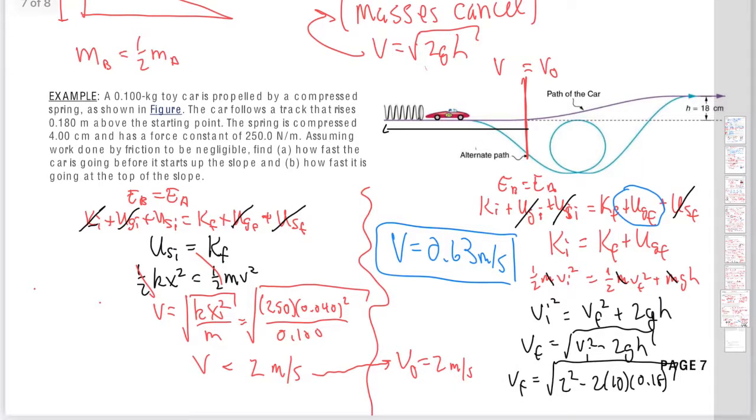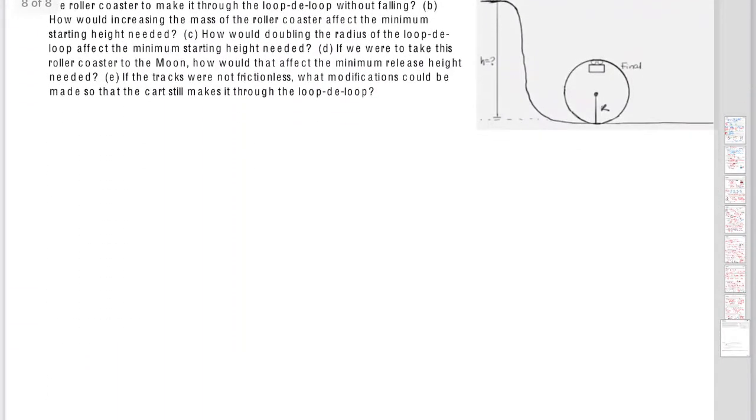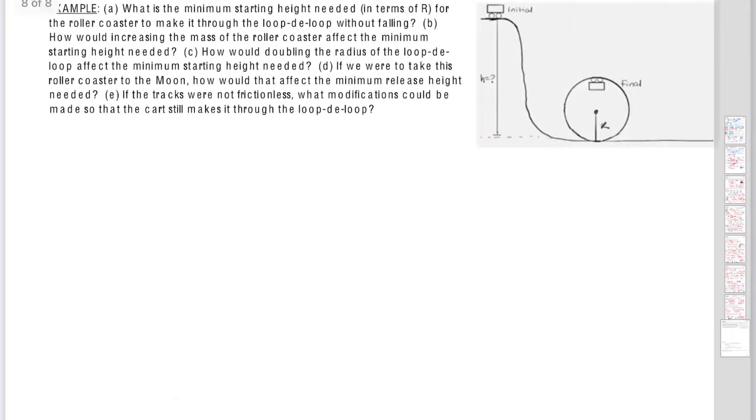All right, so we have one more example, and this is a very heavy example. I got this one from the AP Classroom site. We're looking for A, the minimum starting height h needed, in terms of r, the radius of the circle, for the roller coaster to make it through the loop without falling. B, how would your height be affected if we increase the mass? C, how would it be if we doubled r, the radius of the circle? And then if we took this to the moon, what would happen?